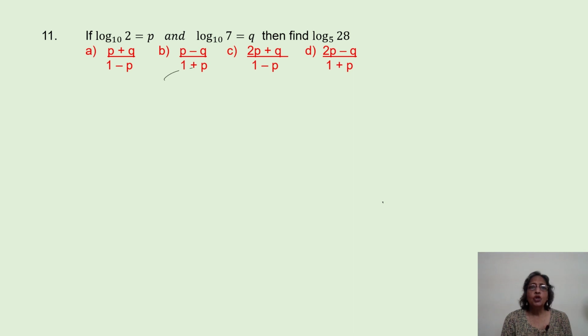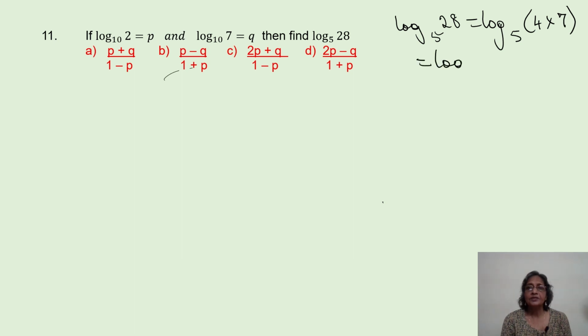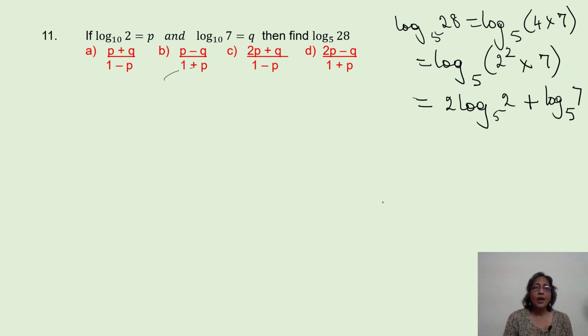We have got log 2 to the base 10 equal to p, log 7 to the base 10 equal to q, and then we need to find log 28 to the base 5. So log 28 to the base 5 can be written as log of 4 into 7 to the base 5, which further can be written as log 2 squared into 7 to the base 5. Using my product law, I can write this as 2 log 2 to the base 5 plus log 7 to the base 5. So what am I asked?